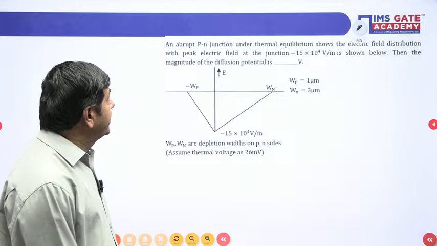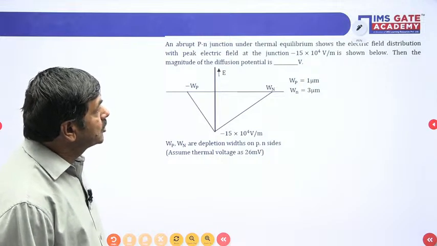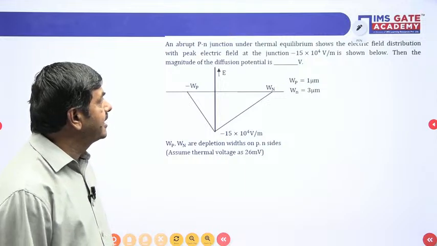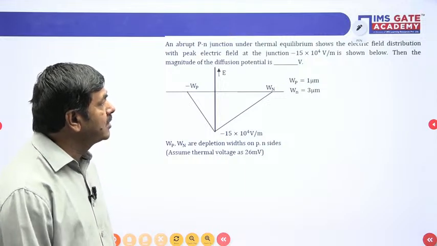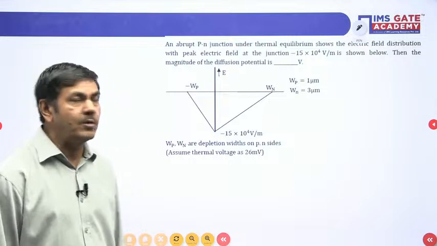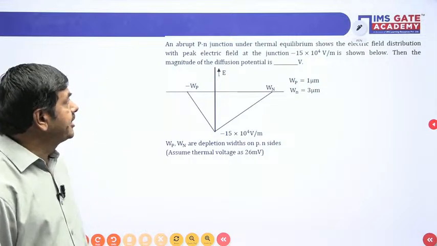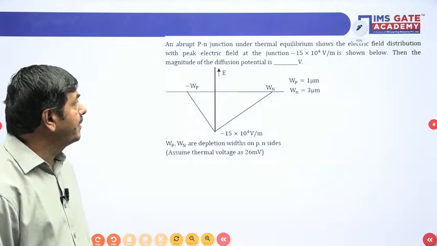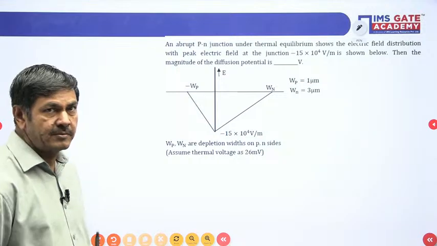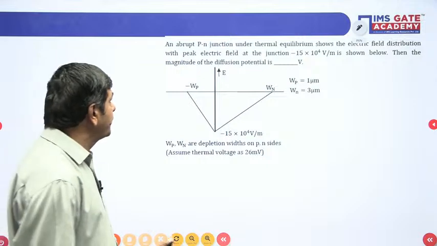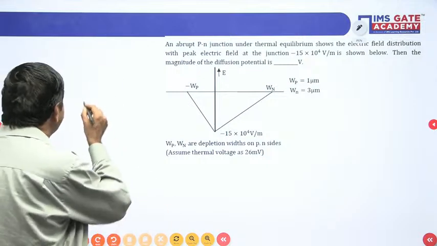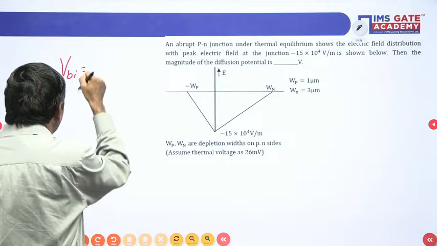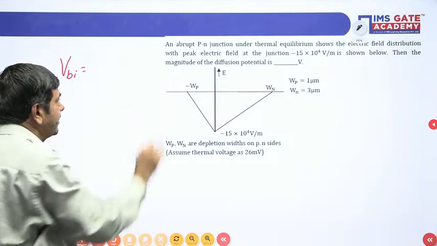An abrupt p-n junction under thermal equilibrium shows the electric field distribution with peak electric field at the junction minus 15 into 10 power 4 volts per meter, as shown below. Then the magnitude of the diffusion potential is dash volts. It asks to find the magnitude of the diffusion potential. I would like to call it VBI, the built-in potential. Magnitude value, no negative sign required, positive.